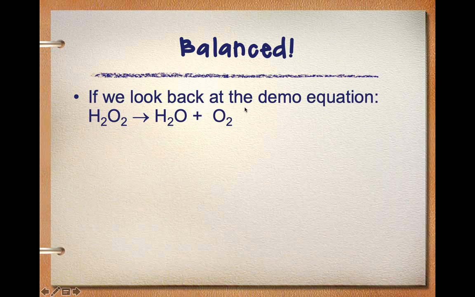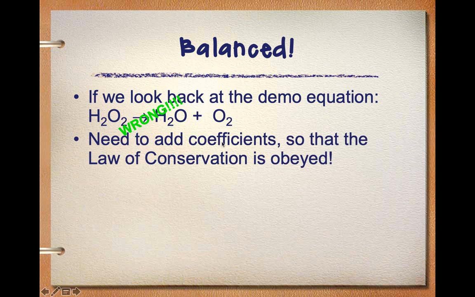So we look at this. Back to the demo equation, the one with the foaming tower. This is hydrogen peroxide produces water and oxygen. We know that that's wrong. We need to add something called coefficients. Those are big numbers we can put in front of a chemical. They multiply the atoms behind it so that we obey the law of conservation.